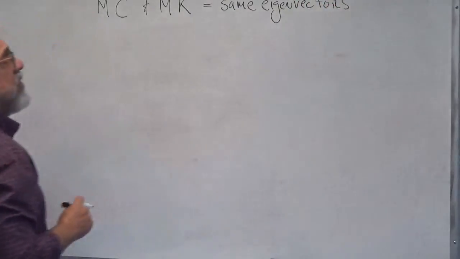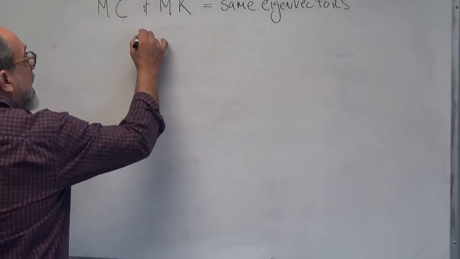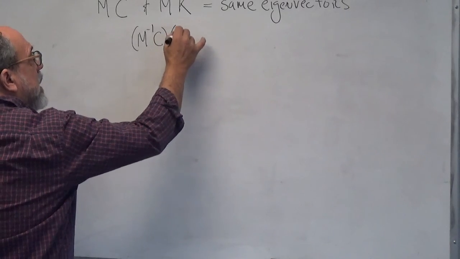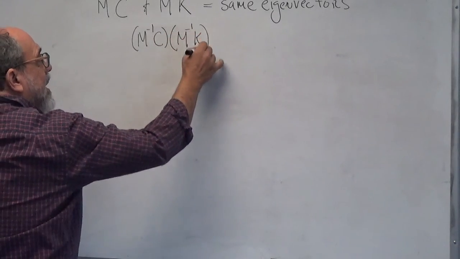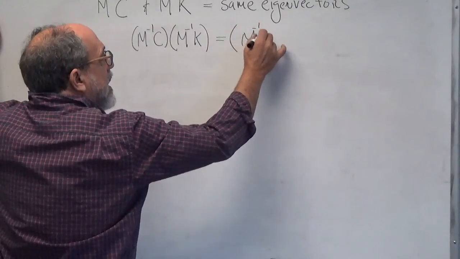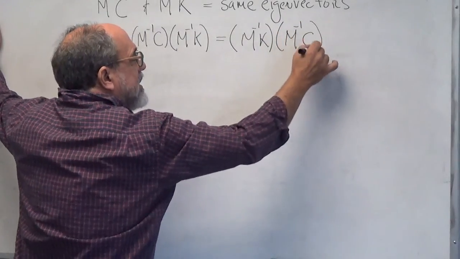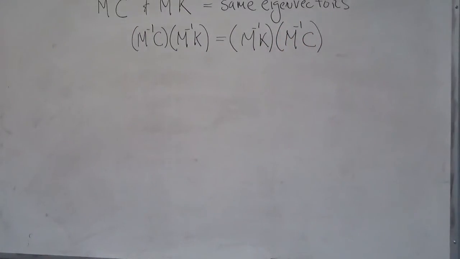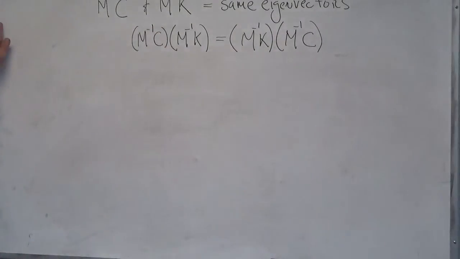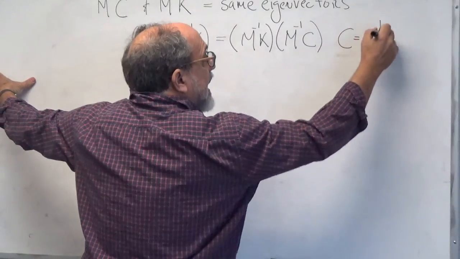If these two matrices have the same eigenvectors, then they commute. As we proved, M to the minus 1 C multiplied times M to the minus 1 K is in this case equal to M to the minus 1 K multiplied times M to the minus 1 C, and that is how, if we had a damping matrix, we can check directly whether it was classical or not. If this is true, we say that C is classical.